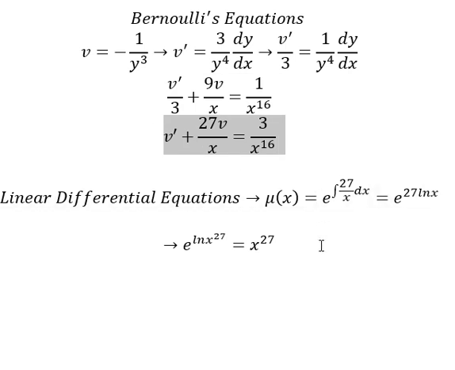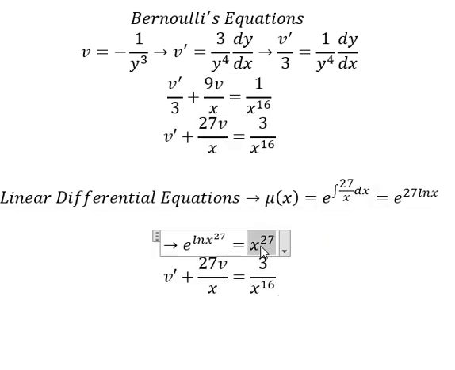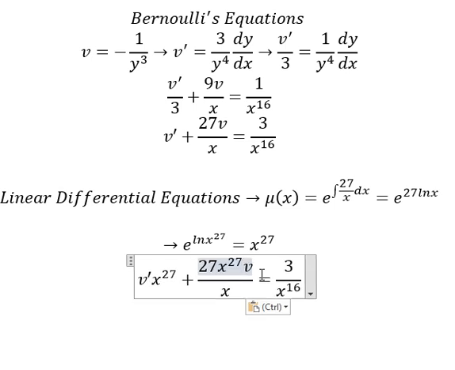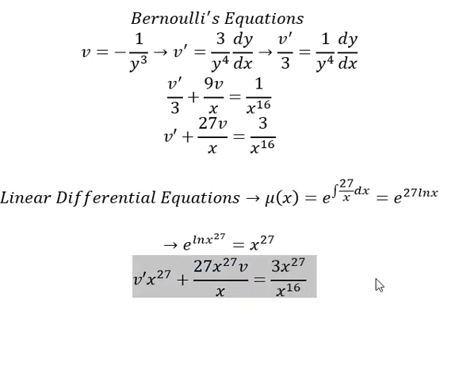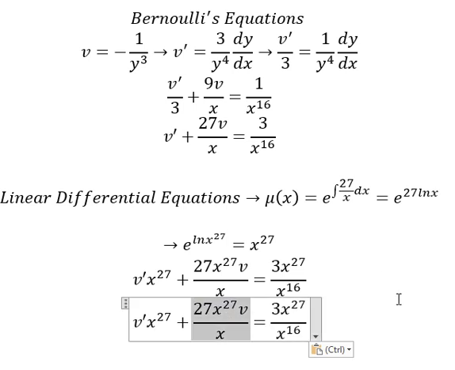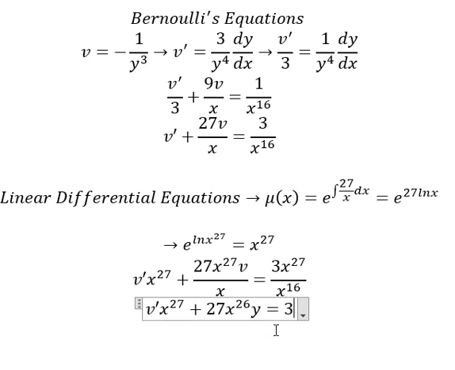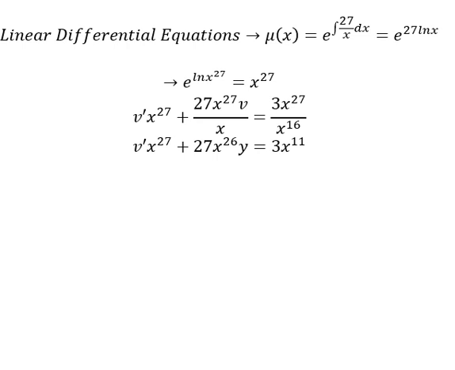That means we need to multiply both sides by this one. So this one we have like this. And 27 divided by 16. And that is about 11. Next, we put the integration for both sides. This is v.